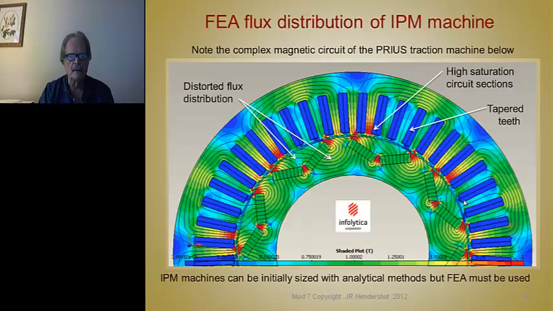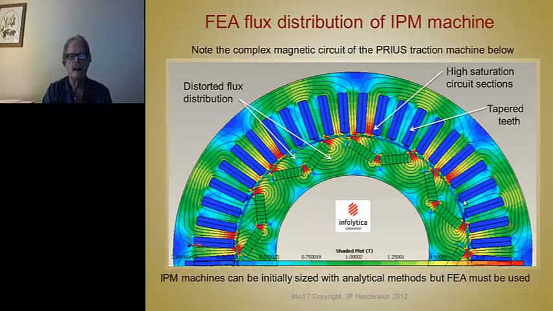This is an example of an unusual flux distribution in a machine. This happens to be a cross-section of the Toyota Prius motor. And these IPM machines, the performance can only be estimated using analytical methods. The final prediction of all the important results in a machine like this can only be analyzed using finite element methods because there are so many difficulties going on here.